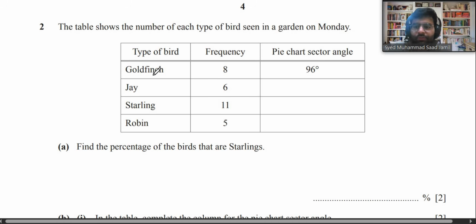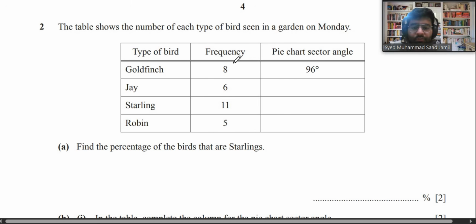The second question. It says the table shows the number of each type of bird. Find the percentage of birds that are starlings. Okay, so now they have given you a pie chart. So how will we do this question? Look guys, it seems like the question is very difficult, but it's not. It says, find the percentage of the birds that are starlings.